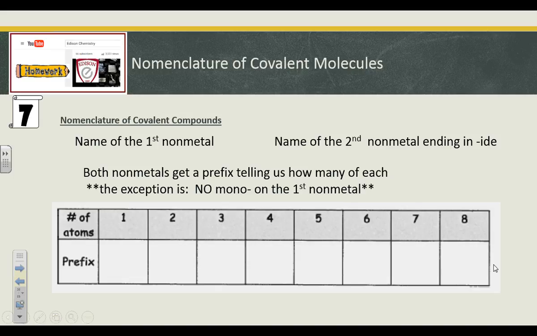So here are your prefixes. 1 is mono, 2 is di, 3 is tri, 4, not quad, it's tetra, because it comes from Greek, not Latin. Quad is Latin, tetra is Greek. Penta, Greek. Hexa, Greek. Hepta, Greek. Octa, Greek. Okay? So it's like counting. Mono, di, tri, tetra, penta, hexa, hepta, octa. You try it.